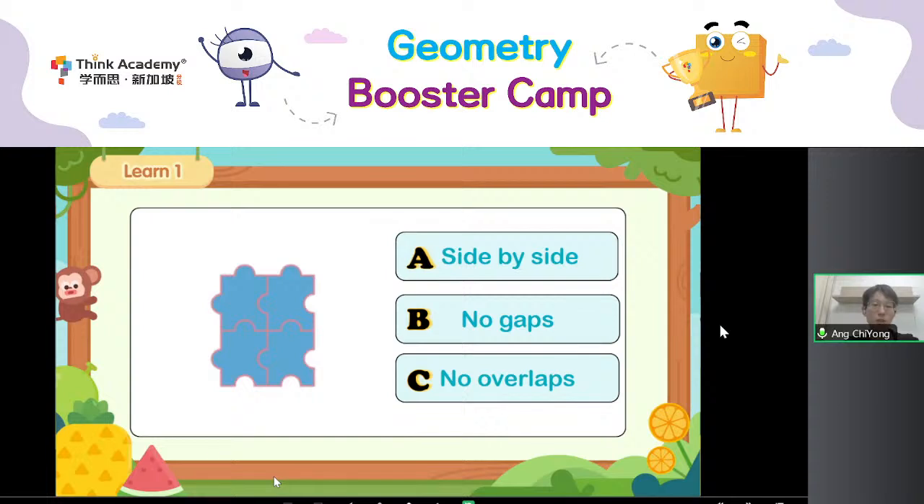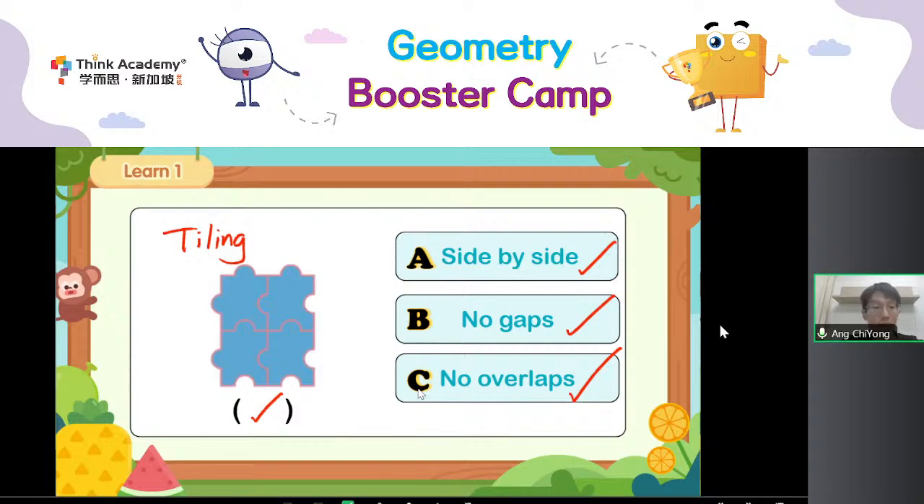What about this one? This is a puzzle piece that we always do at home, okay? I love to play this kind of games. So you see the shape itself is really, really weird. But let's check, is this tiling? This is side by side. This is no gaps, okay? And there don't seem to be any overlaps. So I put a tick on everything. So what do you think this is? This is tiling, okay? In case you forgot how to spell, tiling is like this, T-I-L-I-N-G. It comes from the word floor tiles.